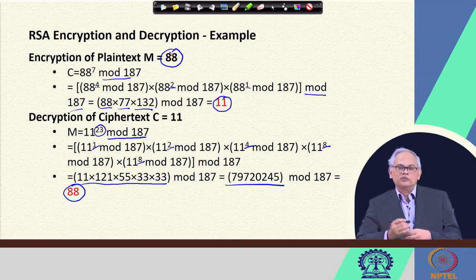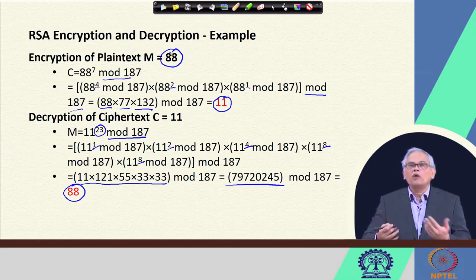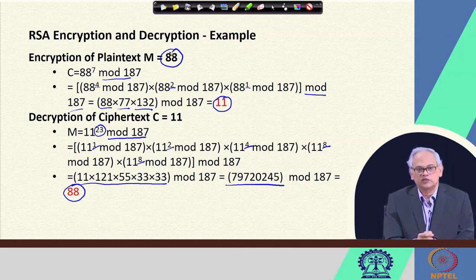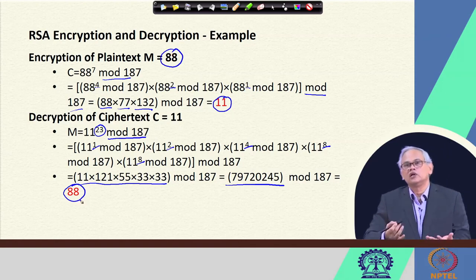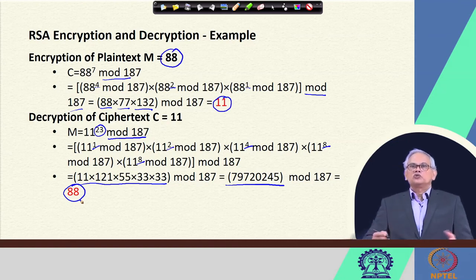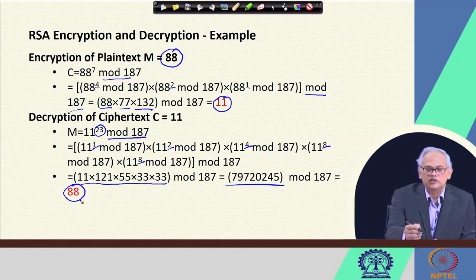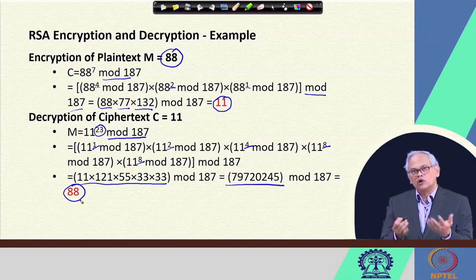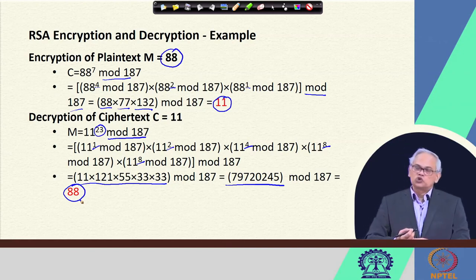So, in effect what we have seen is that Bob has been able to get back 88. So, Bob had this C as input, Bob applied these operations and gets back something which by the property of this public key private key pair of RSA should exactly be the same as the original plain text 88. So, that is how this RSA encryption and decryption works. Through an example we have shown it.